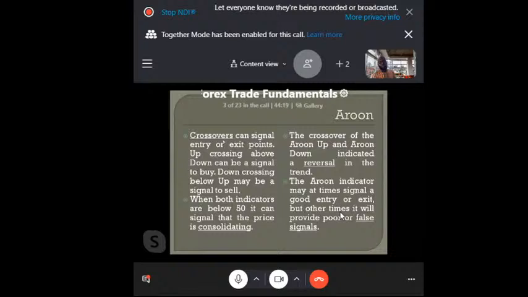The Aroon indicator may at times signal a good entry or exit, but other times it will provide poor or false signals. As I just told you, some of the tools are not standalone. They can give you signals too early or too late. So Aroon is not a standalone tool like stochastics. When you are using Aroon, you need another tool to confirm, because it can give you a fake buy signal or fake sell signal. Good.